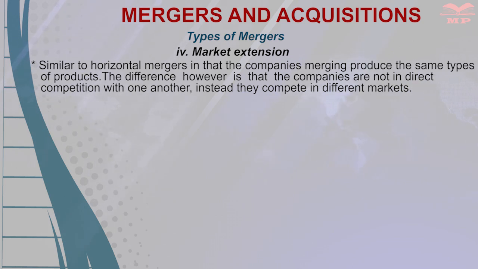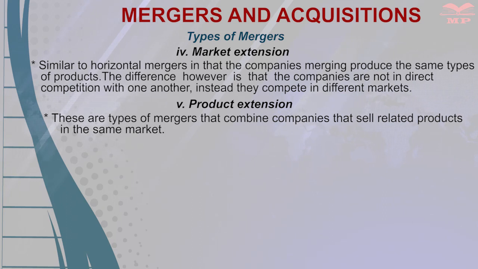We also have the product extension. These are types of mergers that combine companies that sell related products in the same market. An example of this would be a snow ski manufacturer merging with a ski apparel company. Both companies are selling to the snow ski market, but by combining, their product offering is extended.